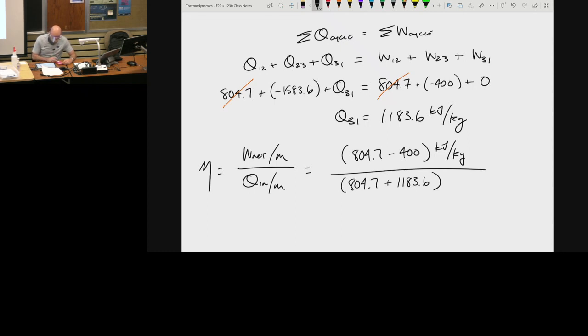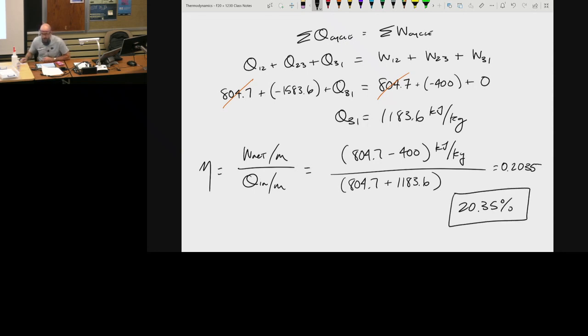that's the wrong answer. I did the same thing this morning in class. I subtracted the top number and then I subtracted the bottom number, which is incorrect. It's 804.7 plus 1,183.6. And this gives me a number of 0.2035, or it's 20.35%.